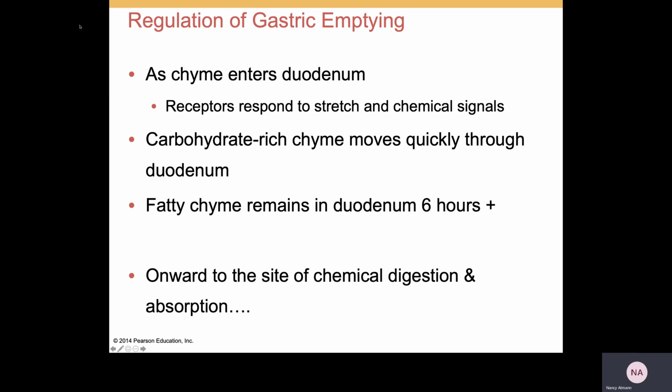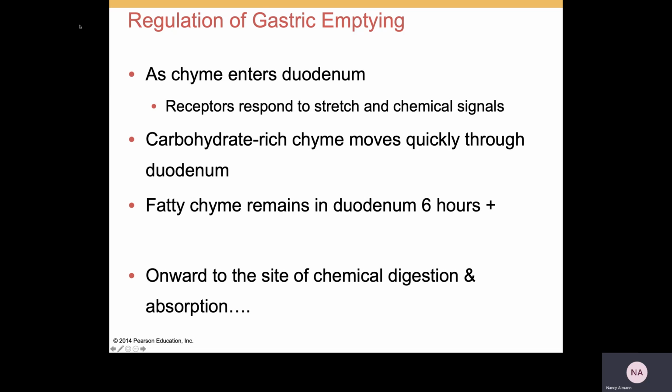How do we regulate gastric emptying? So the chyme is entering the duodenum, and the duodenum will have both stretch and chemo receptors that are going to respond to what's happening in it. So there are going to be different fates of the various macronutrients. Carbohydrate-rich chyme moves relatively quickly through the duodenum because the molecules are small and not a lot of processing needs to occur. Fatty chyme, and remember that triglycerides and fats tend to be more complex molecules, will remain in the duodenum for 6 or more hours.